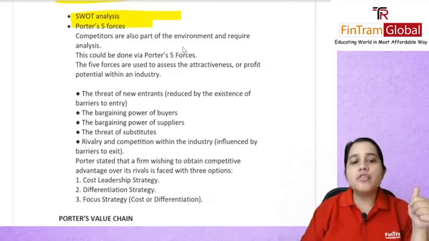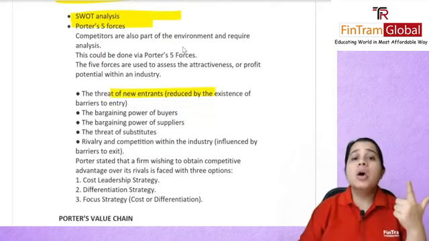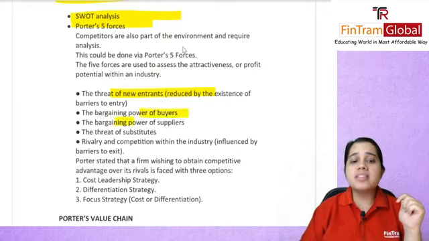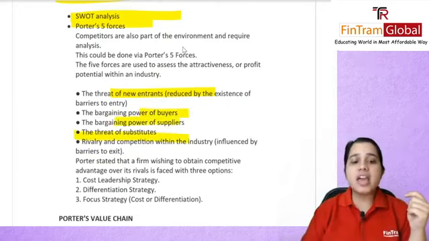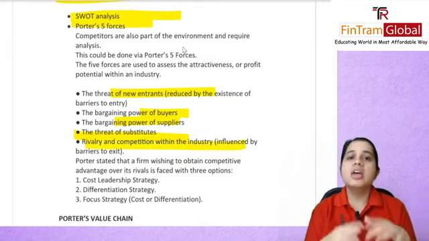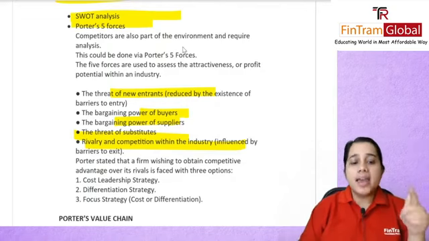You will see the threat of new entrants. Can new people come into this industry? What is the bargaining power of buyers and suppliers? Is there a threat of substitutes? Are there too many substitutes? And there is rivalry and competition within the industry. This will of course be influenced by your barriers to exit.